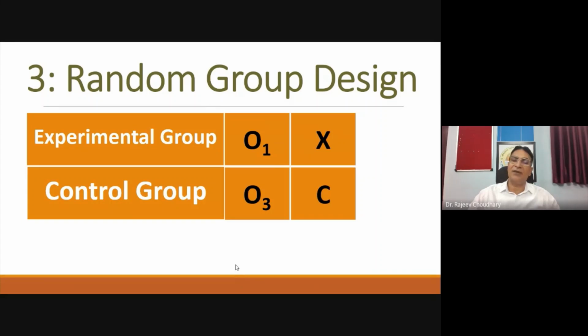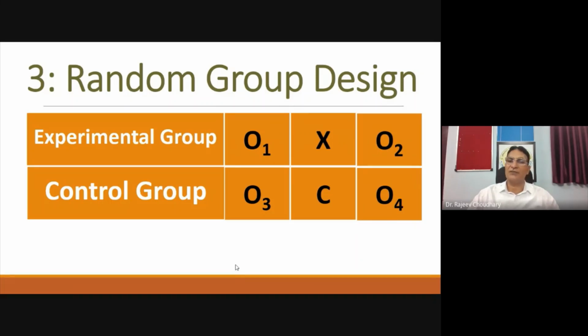And in our example, treatment is morning walk. After the completion of the treatment period, suppose after 1 month, the final test in the form of observation 2 and 4 will be taken. O2 means post-test of the experimental group, and O4 means post-test of the control group. This design fulfills the principle of maximization of treatment variance and minimization of error variance.